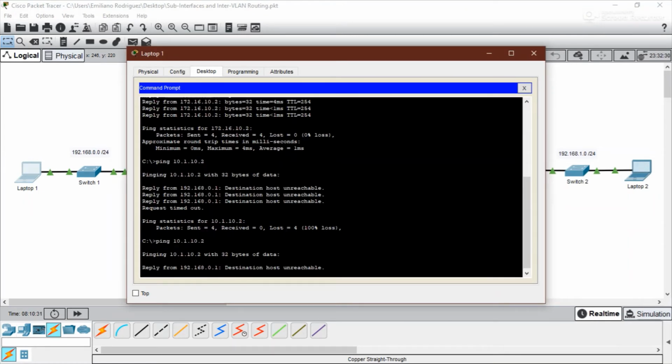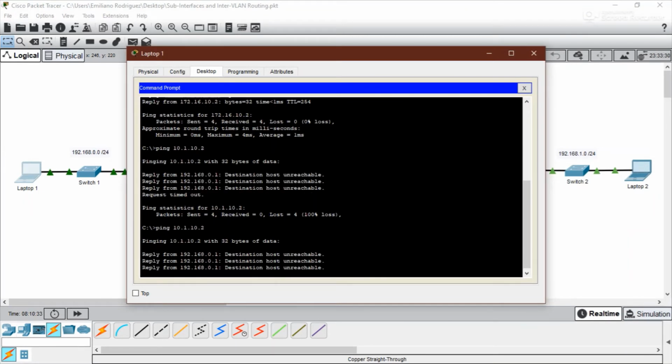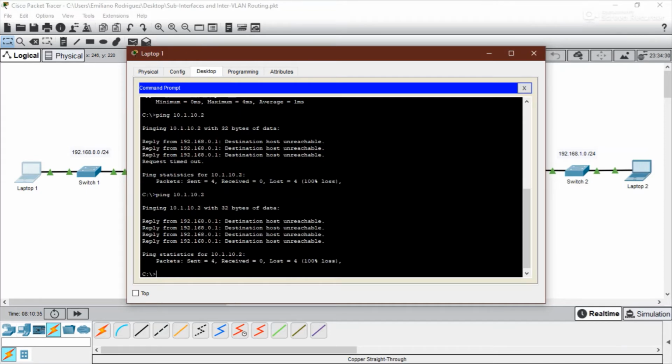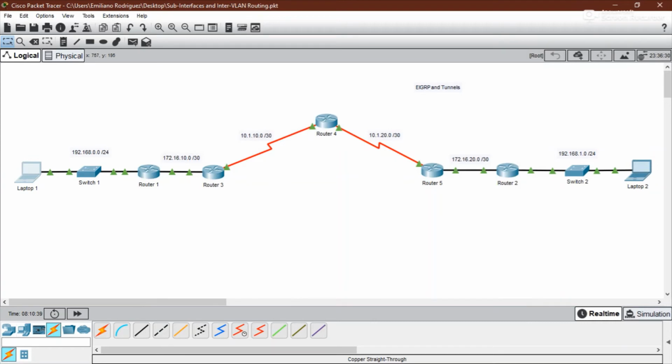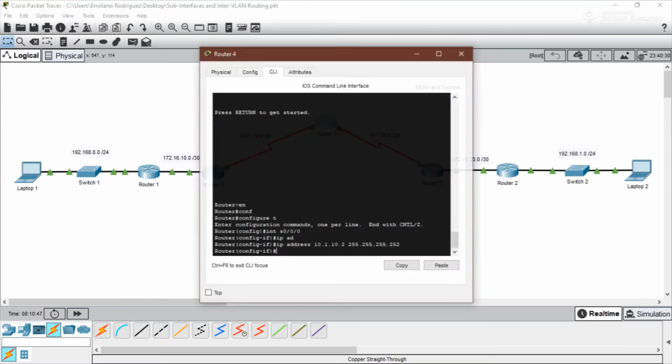And laptop 1 still will not be able to ping router 4. We'll finish configuring the IP addresses connecting router 4 and router 5, the 10.1.20 network.